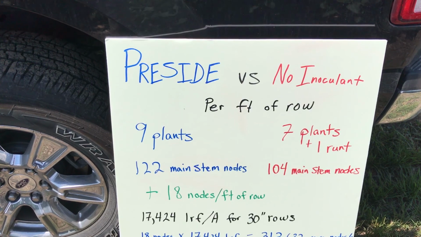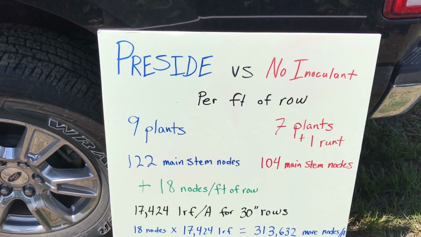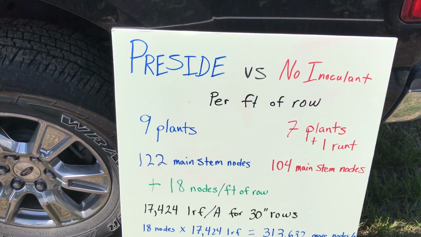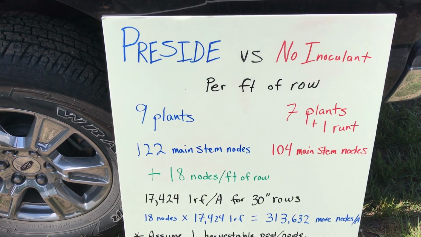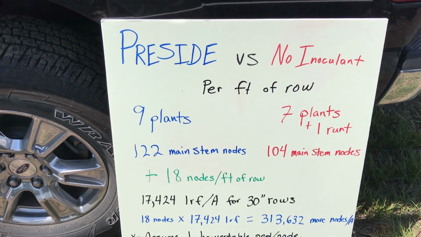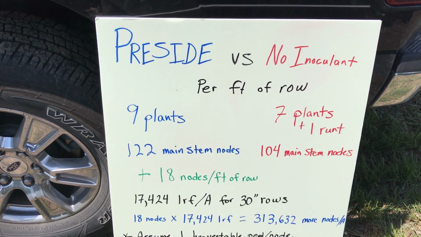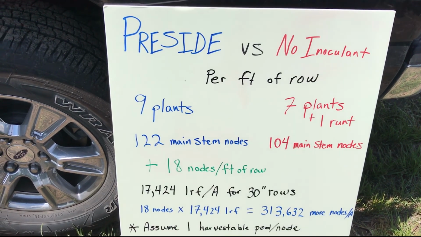If we use the linear row feet for 30-inch rows, which these plots are planted in 30-inch rows, of 424 linear row feet per acre, multiply that by the 18 nodes, that gives us 313,632 more nodes per acre in the Preside treated area compared to no inoculant.